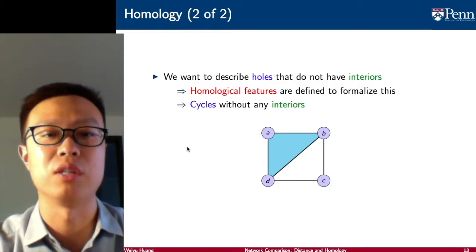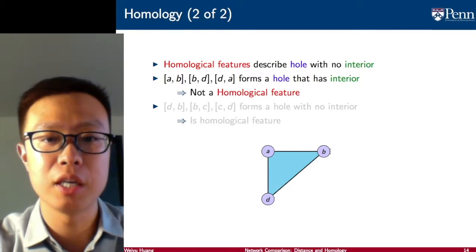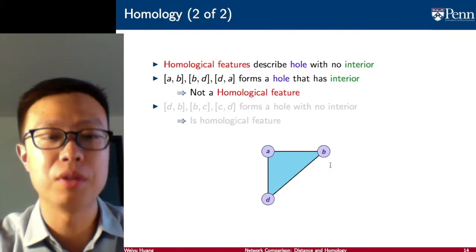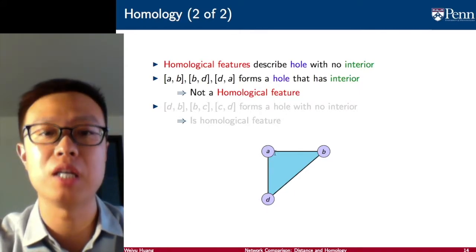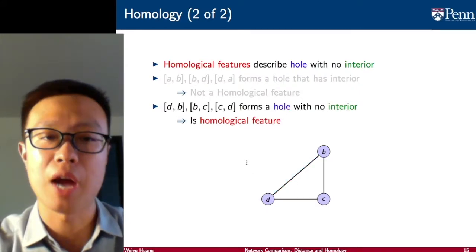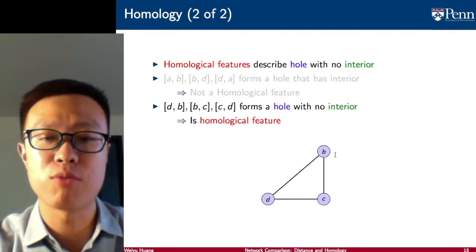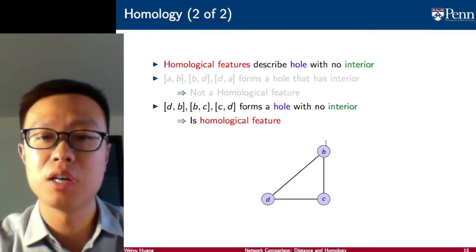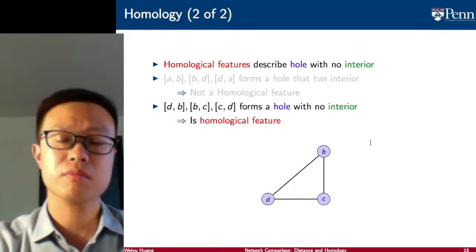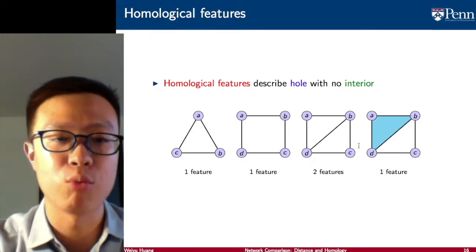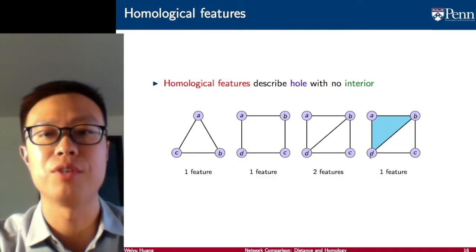As an example, we have AB, BD, DA. They form a hole, but this is not a homological feature because the interior ABD exists. On the other hand, we have DC, CB, and DB. They form another hole, and because there's no interior, this is a homological feature. More examples coming up. We have one homological feature here, one feature here, 2 features here, and 1 feature here.